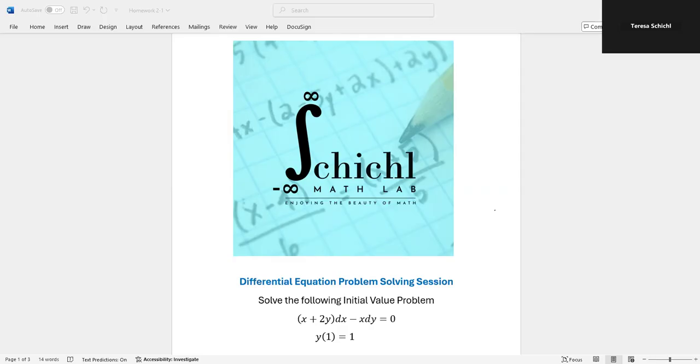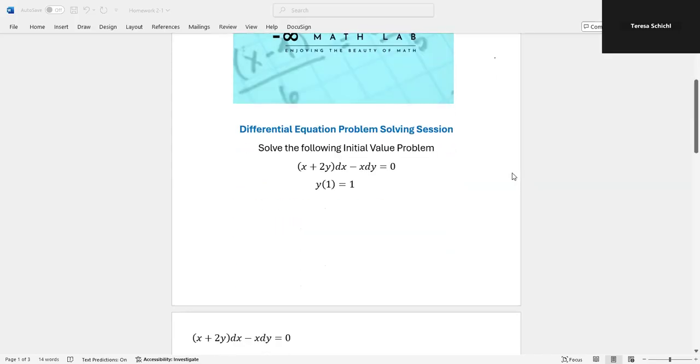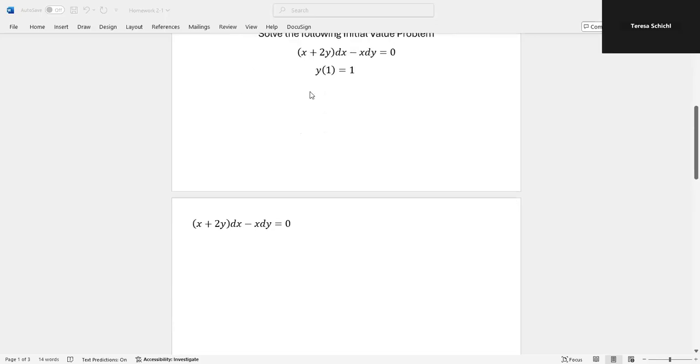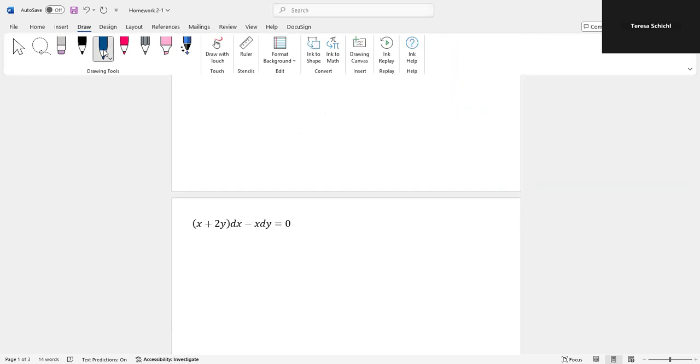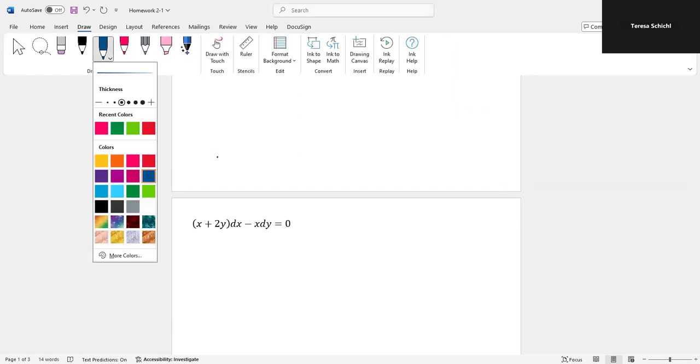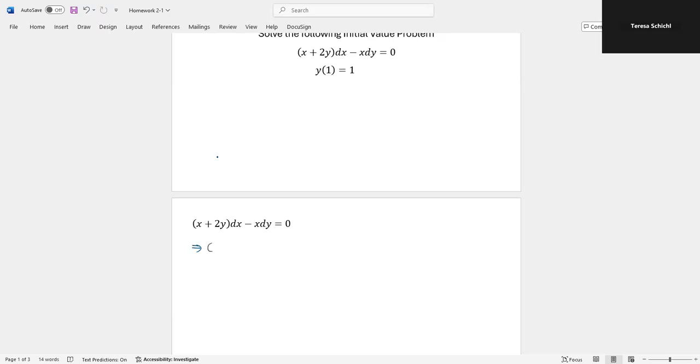Today we're going to solve this problem: (x + 2y) dx - x dy = 0, with the initial condition y(1) = 1. There are several different ways you can solve this problem. When I first started, I divided both sides by dx, so we have x + 2y - x dy/dx = 0.